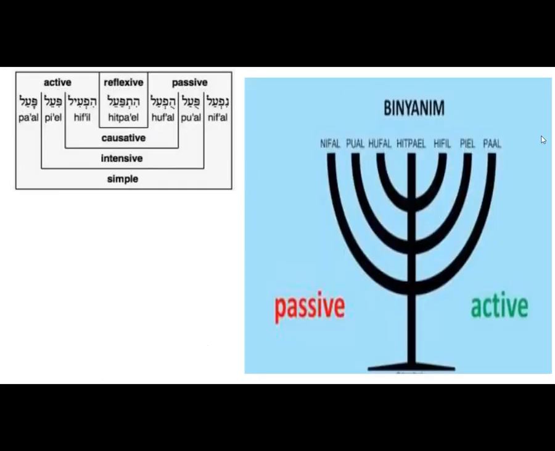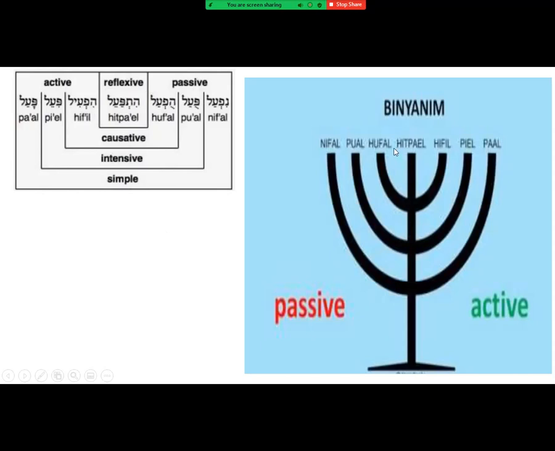So here we have binyanim. We're looking at what looks like a 7-branch candlestick, where half of them, in this part the right half, are active and the left half are passive. Here it's just the opposite. The active are on the left and the passives are on the right. But the pa'al and the nifal are both simple. The piel and the pual are both intensive, and the hifil and the hufal are both causative. And this one is reflexive. Hitpael is the one that's right in the middle. Well, what does that mean?